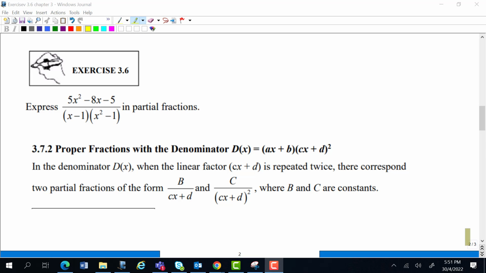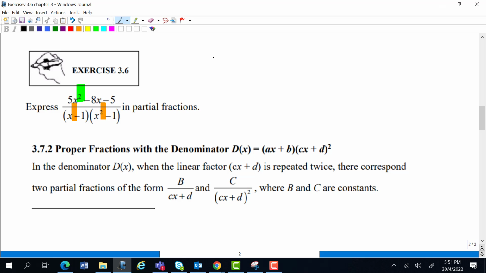First, in exercise 3.6, this is a proper fraction because the degree of the numerator is 2, whereas the degree of the denominator is 1 and 2 together, which is 3. So this is a proper fraction. For a proper fraction, you can do a partial fraction. But first, you must factorize the denominator completely.